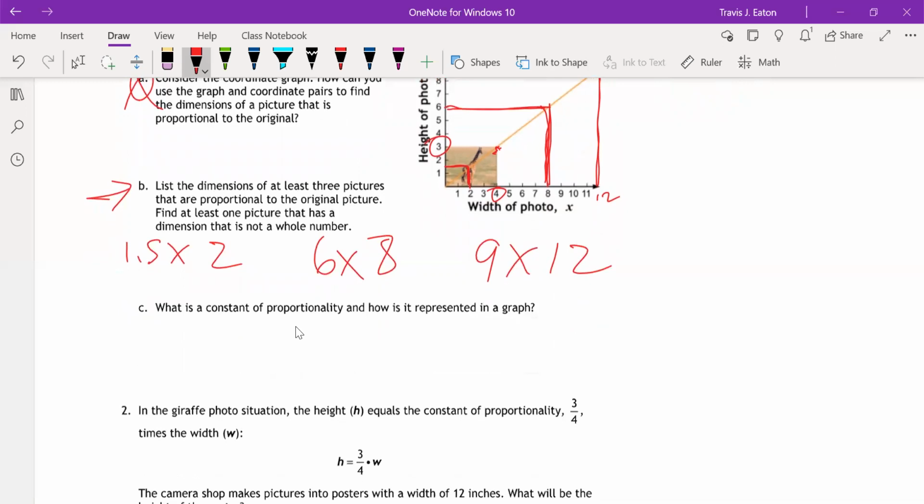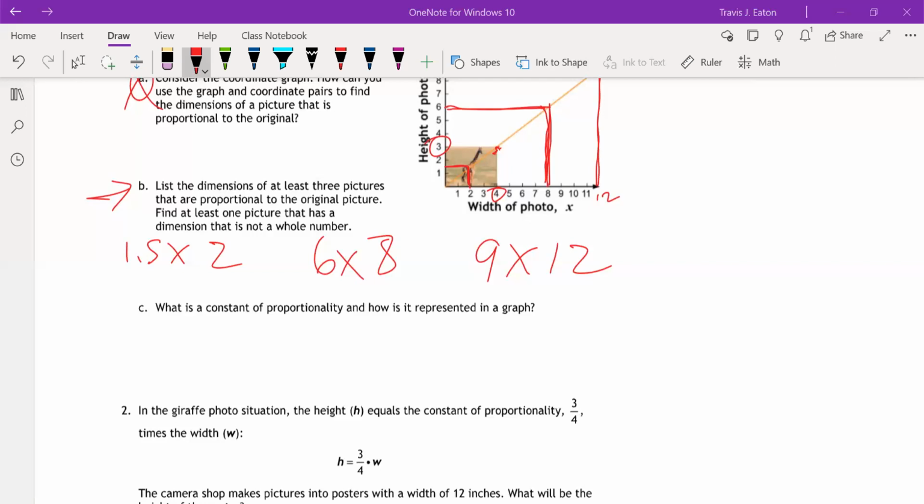What is a constant of proportionality? So let's think about that for just a moment, okay? What is the constant of proportionality? What we're talking about with the constant of proportionality is you have to look at basically the quotient or the ratio between, in this case, the height and the width of the 2 pictures. Okay. It's the numerical portion of the unit rate. Now, we talked about the unit rate before.